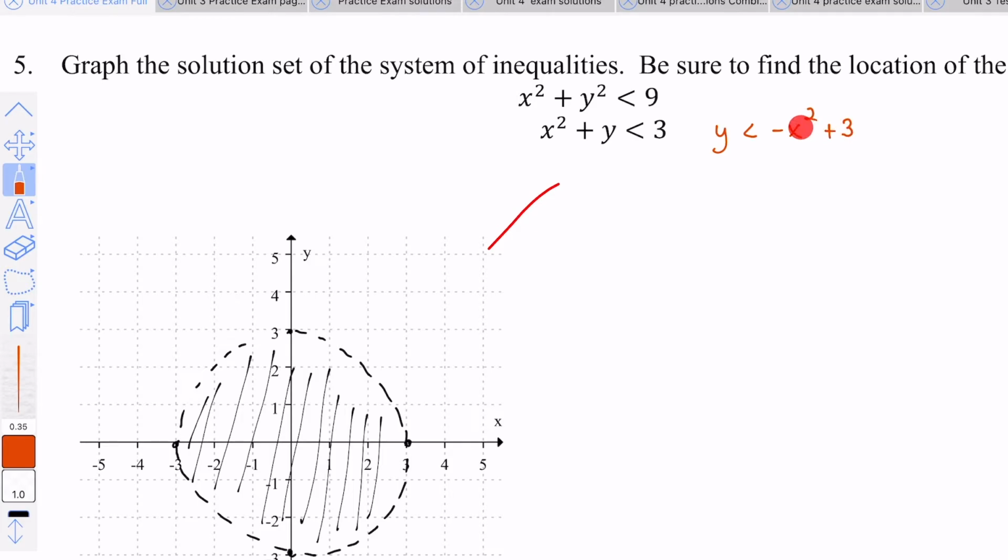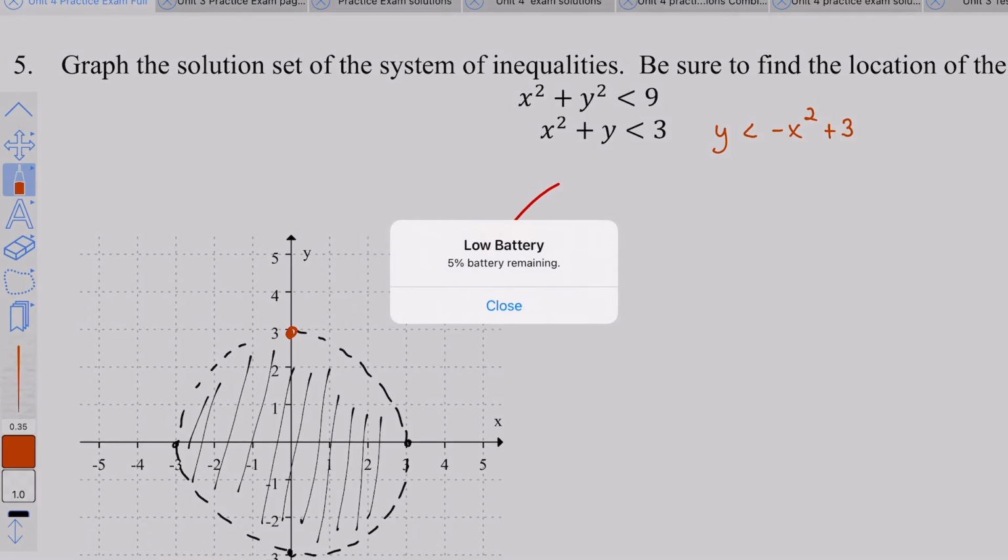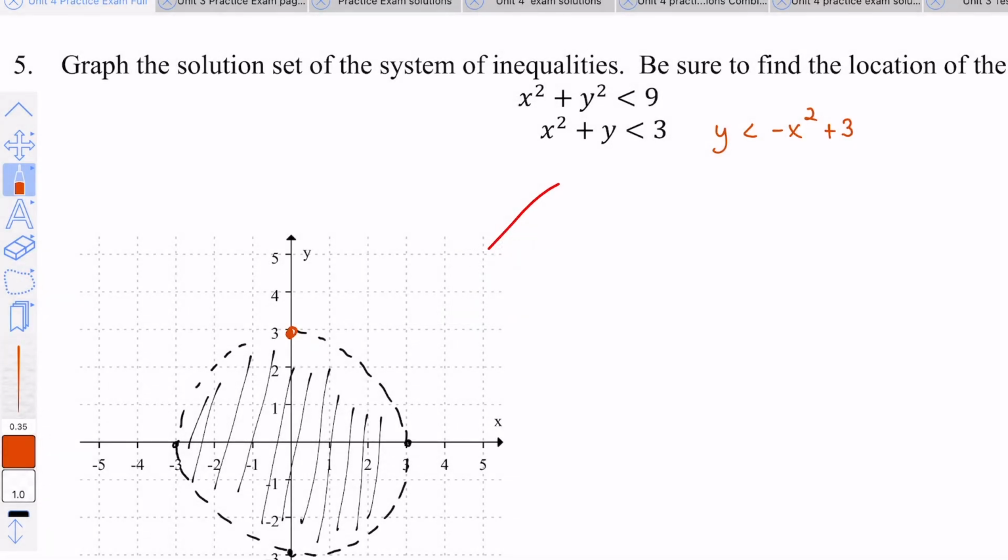Now this goes back to our very first unit, which was transformations of functions. The negative in front of the x squared means the parabola is going to flip upside down. And because this plus 3 is outside the function, it moves up 3 units. So the parabola moves up 3 units and then flips upside down. So the vertex is at 0, 3, and then it's upside down.